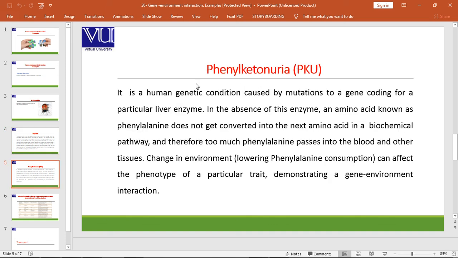Phenylketonuria, PKU, is a human genetic condition caused by mutation to a gene coding for a particular liver enzyme. In the absence of this enzyme, an amino acid known as phenylalanine does not get converted into the next amino acid in a biochemical pathway, and therefore too much phenylalanine passes into the blood and other tissues. Change in environment lowering phenylalanine consumption can affect the phenotype of a particular trait, demonstrating a gene-environment interaction.